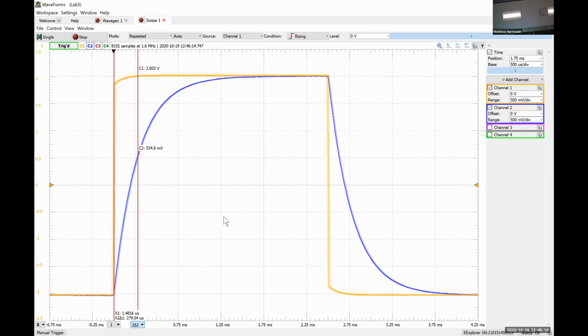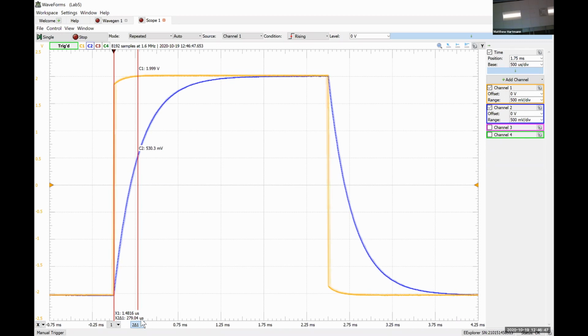Alrighty, so I've set my second cursor, and it's reading somewhere close to 530 millivolts. It's moving between, say, 529 and 531 just because there's thermal noise in the system. If we look down at the bottom, there's this thing that says X2 delta 1, 279.04 microseconds. That is the time difference between our two cursors.